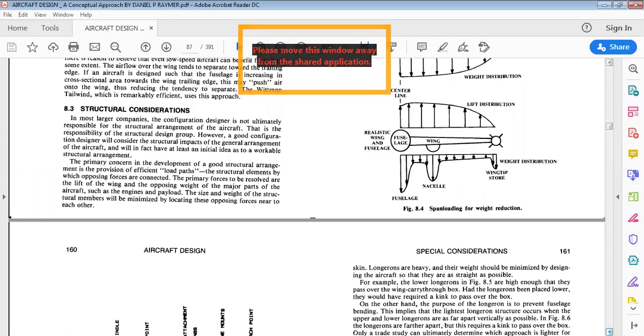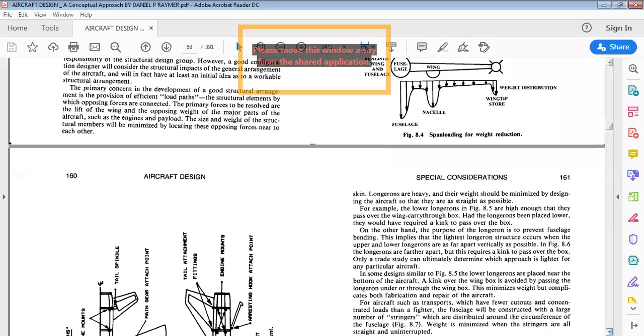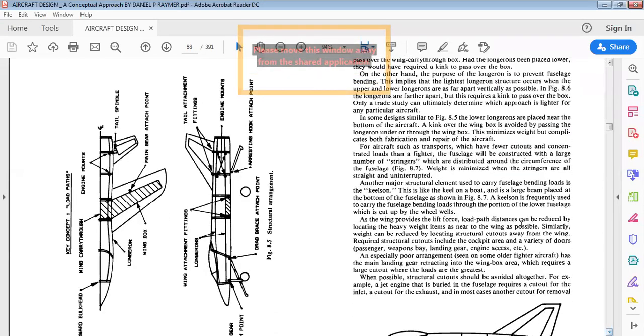For example, at the lower longerons, we can see that in some designs the lower longerons are placed near the bottom of the aircraft. A kink over the wing box is avoided by passing the longeron under the wing box. This minimizes the weight but complicates both fabrication and repair of the aircraft. It may reduce the weight, but there will be complications during fabrication and also in repair of the aircraft.